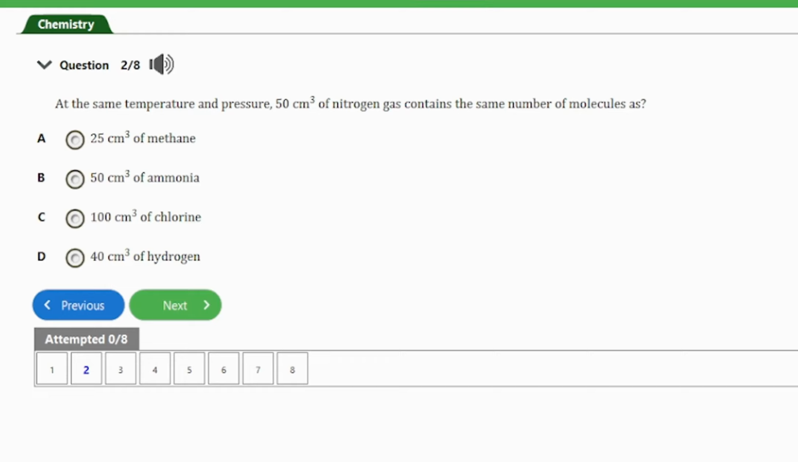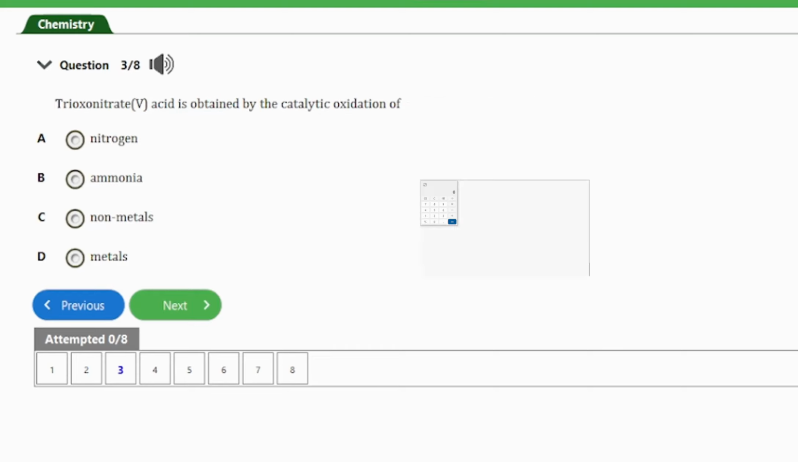Actually, according to Avogadro's law, equal volumes of all gases at the same temperature and pressure have the same number of molecules. Therefore, 50 cm cube of nitrogen gas will contain the same number of molecules as 50 cm cube of ammonia at the same temperature and pressure. So let's consider the next question. That's question number 3 here.